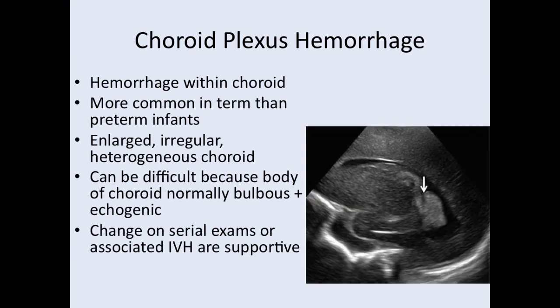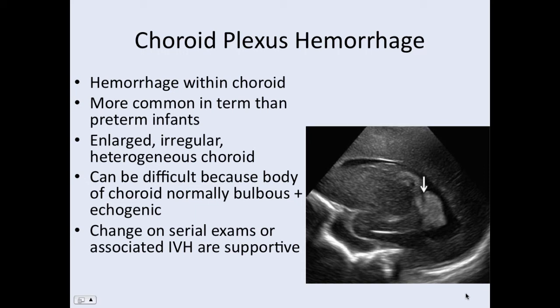Choroid plexus hemorrhages are often questioned, and they can be a difficult thing to determine because, as I mentioned on the last video, the choroid plexus is normally a very echogenic structure, and it can be somewhat irregular. It can also have features like this, which is a cleft, that can make it confusing and difficult to determine if there is a hemorrhage.